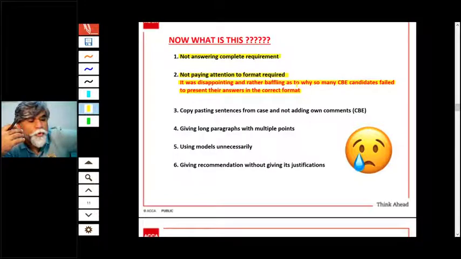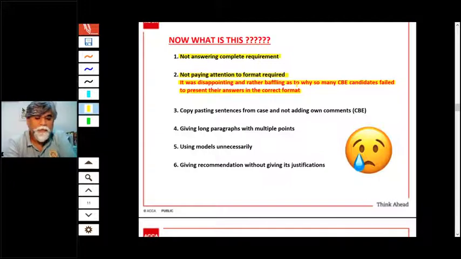There's no point in me doing all the hard work and you doing all the hard work, and then you end up doing these kind of mistakes. You will never pass. Okay, and then the examiner says copy pasting sentences from case and not adding own comments. So he feels that especially for CBE, a lot of students just copy paste the entire exhibit in the answer. Khalas.